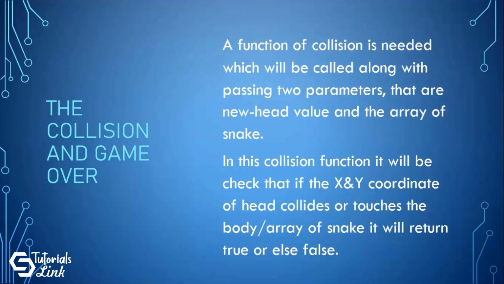In this collision function, it will be checked whether the x and y coordinates of the head collide with or touch the body array of the snake, and it will return true or false. So in this function, we check whether the coordinates of the head and the body array are touching or not. In case it is touching, we return true, or else we return false. On the basis of true and false, the boolean, we determine whether we continue with our game or stop right there.